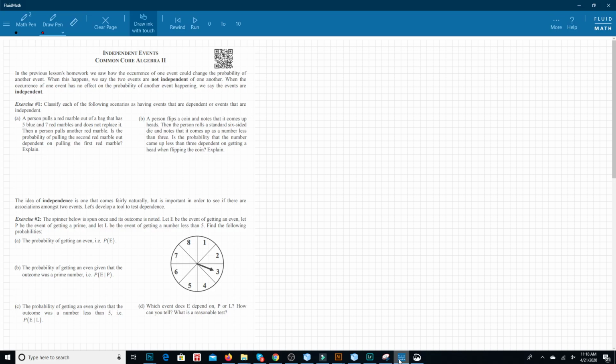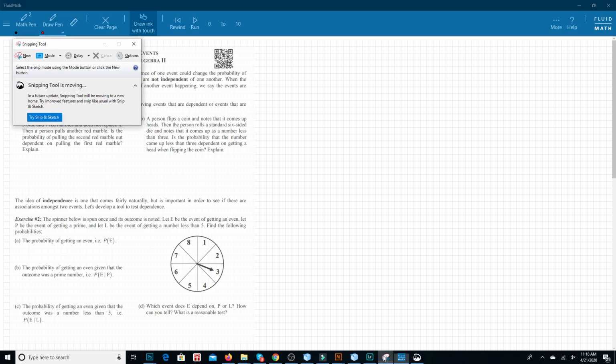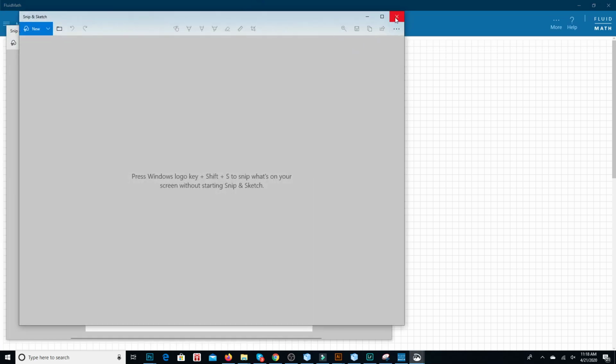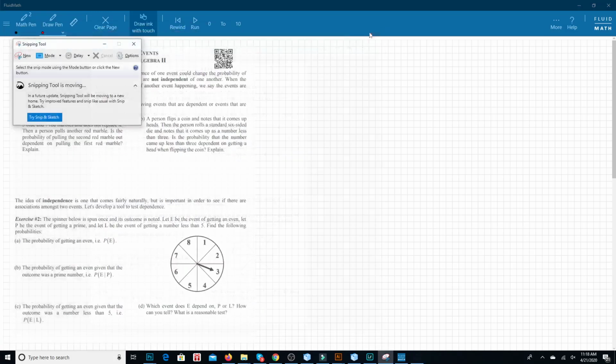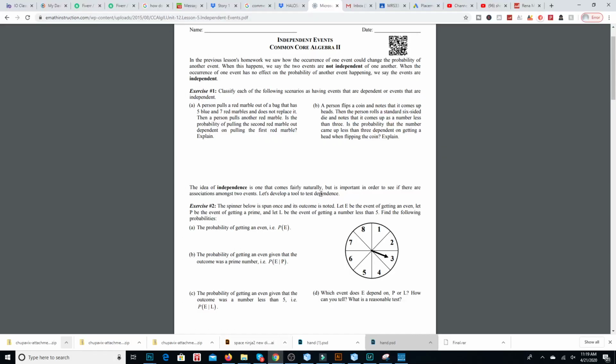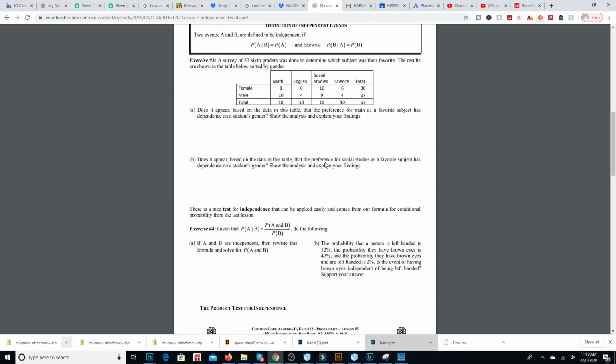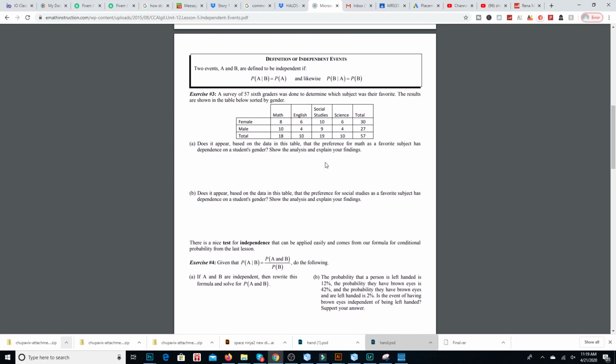Let's look at... Did I get the back side of this? I believe I did. I got the back side of this too. Alright, so let me take a snippet of that. I know I've seen a lot of these questions on the Regents exam.